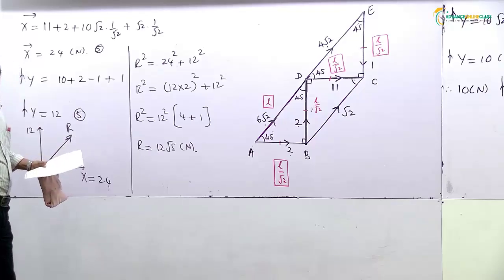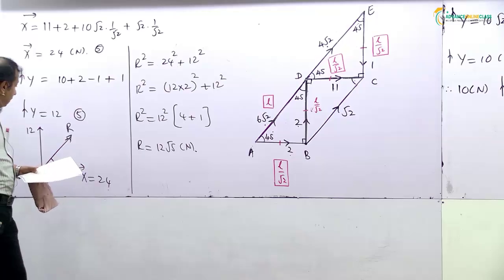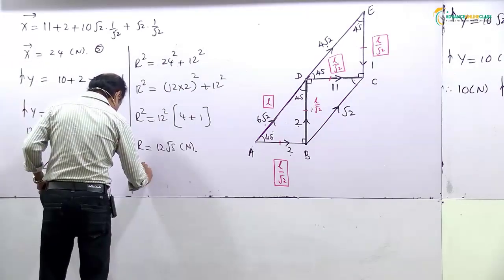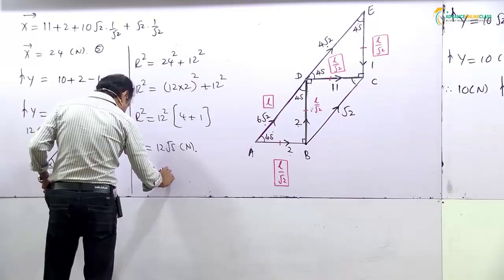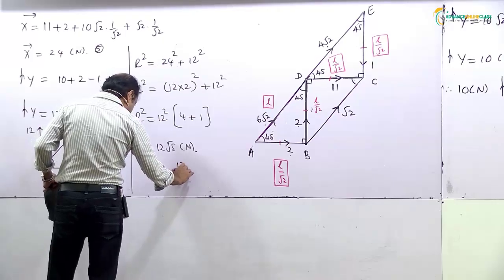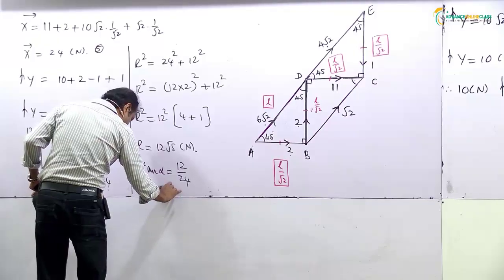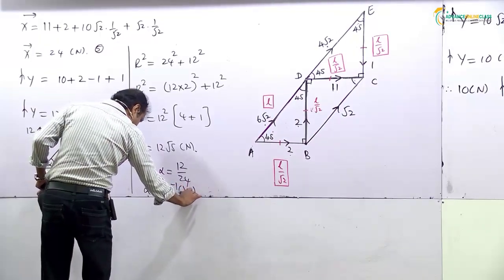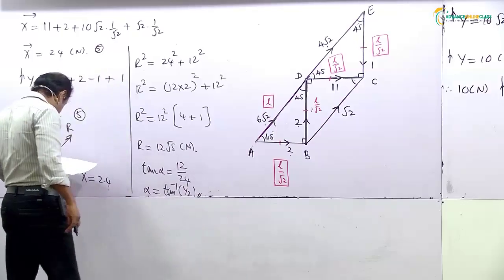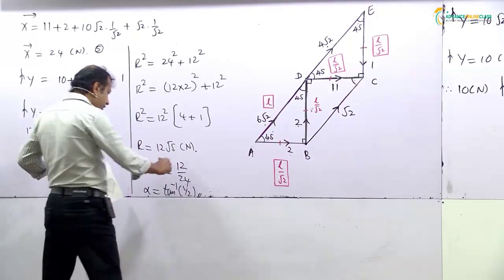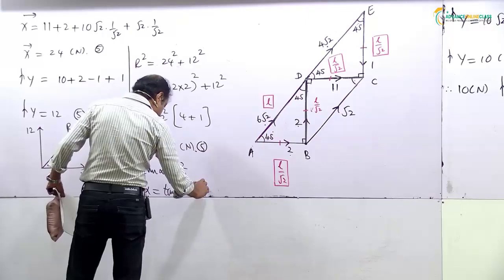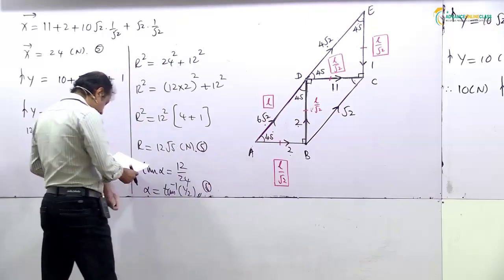And remember, whenever you find the force, not only the size, but direction also you must find. Then tan alpha you can write. Tan alpha is y over x, no? 12 over 24. Alpha, tan inverse half. Okay. Then here the size, 5, direction also 5 marks coming, no?